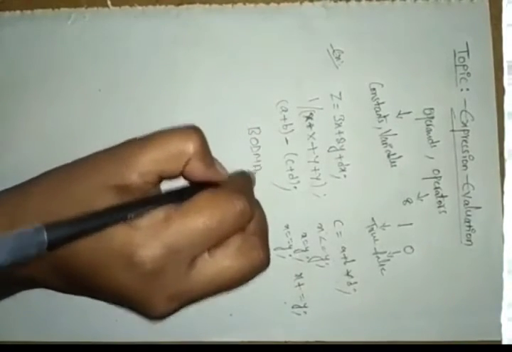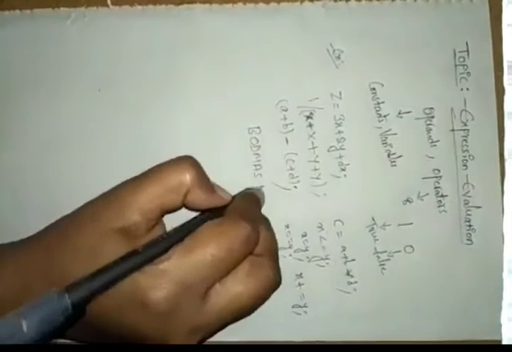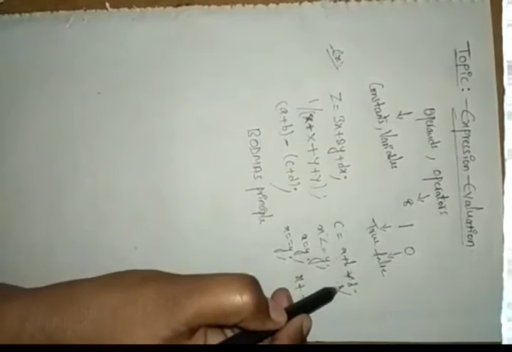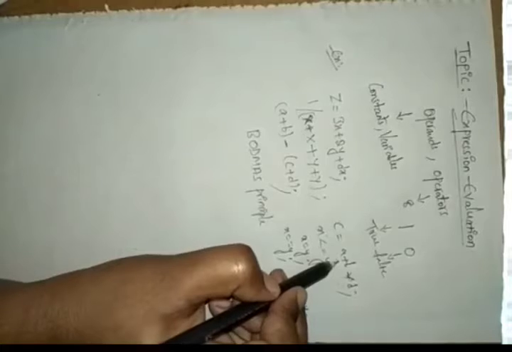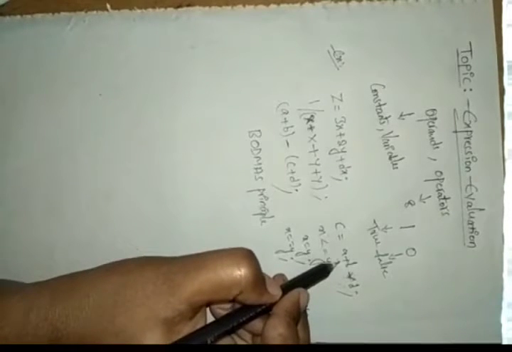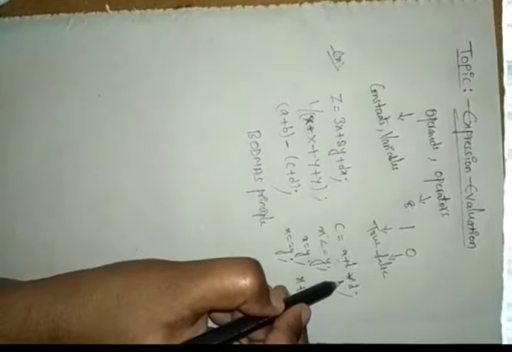In the BODMAS principle, higher precedence is given to certain operators. Suppose you have a plus b into c. If you first perform the plus, you get one value. If you first perform the multiplication, you get a different value.